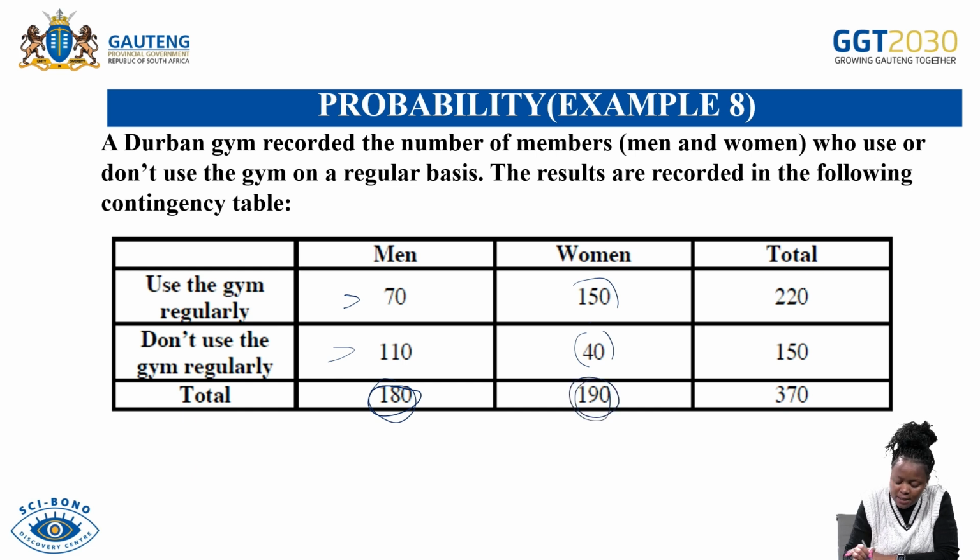You move to the totals. The total of 220 is the total of both the men and the women who use the gym regularly. And then you've got the total of both men and women that don't use the gym regularly, which is 150. And when you add everything, the number of people there is going to be 370. So if you add both the men and the women, it's going to be 370. So I am going to do this example, and then you'll do the next one. Make sure that you focus.